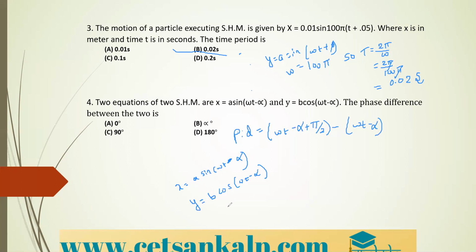Okay, so this y equation we can convert in terms of sines. Cos can be converted to sin. That is nothing but sine of theta plus 90 degree, that is omega t minus alpha plus pi by 2.